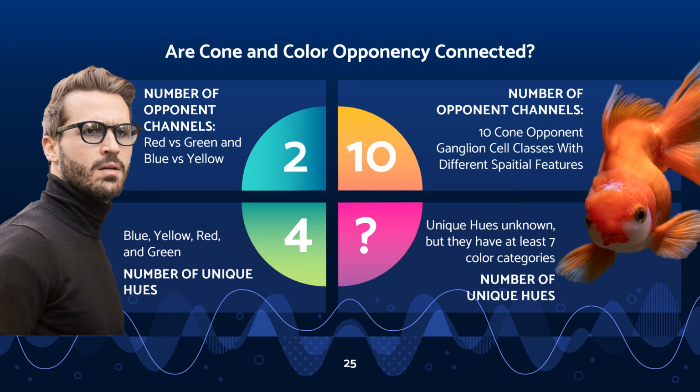Goldfish have many more cone opponent channels than the human, with 10 cone opponent classes. If they used unique hues to parameterize color vision the same way as humans, we'd expect them to have 20 unique hues. But as I already mentioned, we don't really know if goldfish use unique hues, but they have been demonstrated to use 7 color categories, far fewer than the 20 needed by opponency. So maybe the goldfish doesn't use unique hues? Or maybe they don't use all their cone opponent channels for color processing. In any case, there's still a lot of questions regarding unique hues in animals.